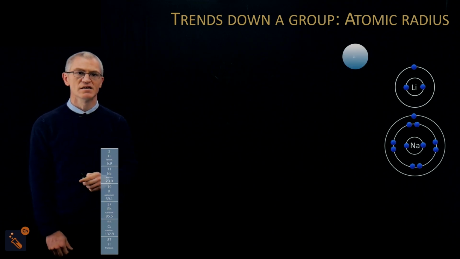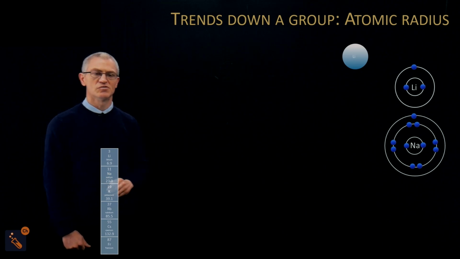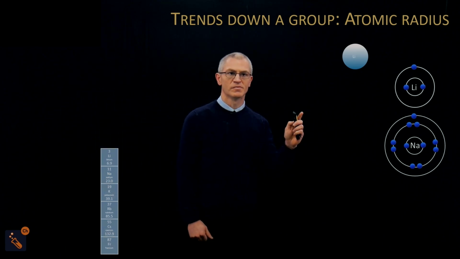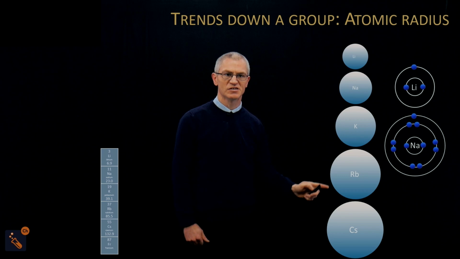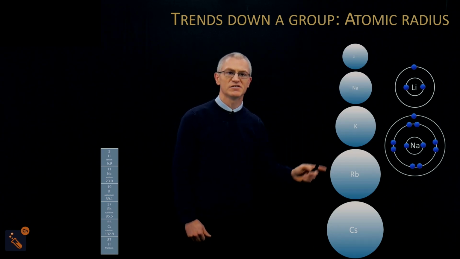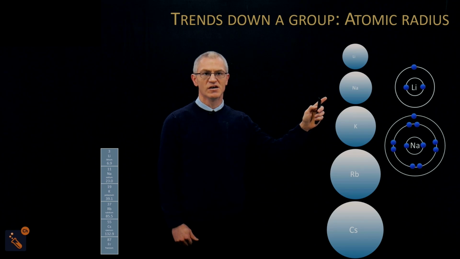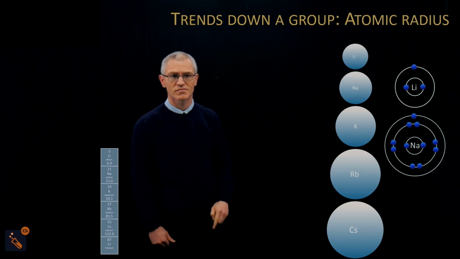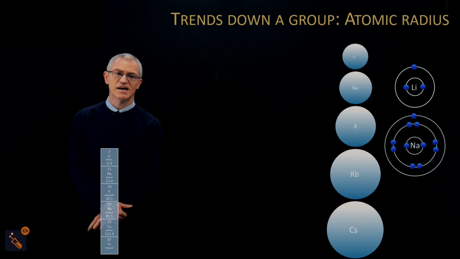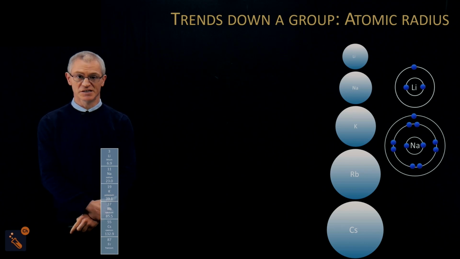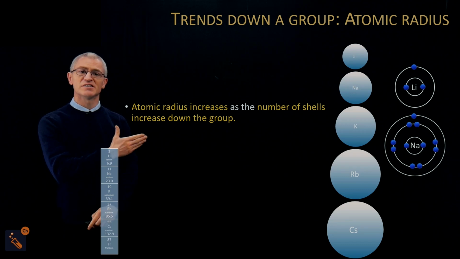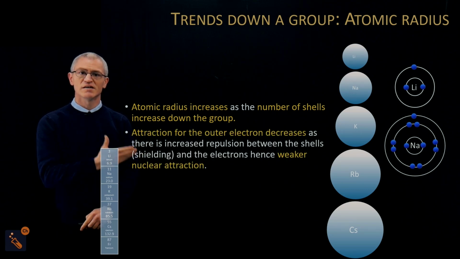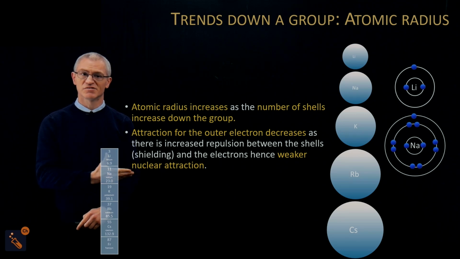Now let's have a look at this in terms of a pictorial view. Again, not to scale, but you're seeing that this atom is increasing in size this time because the number of shells is going up every time I go down to the next period, and I go down the group. You will see that the atom is growing in size, so its atomic radius is increasing. So what you need to say again for the exam is: atomic radius increases because the number of shells increases, and that means the attraction for the outer electron decreases.